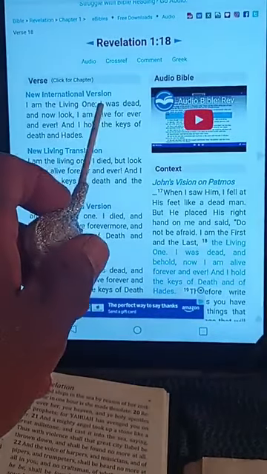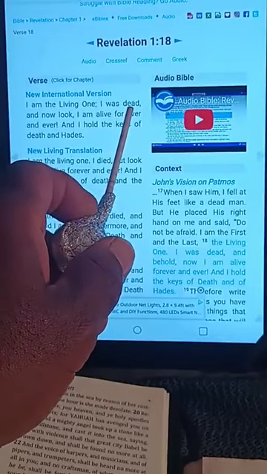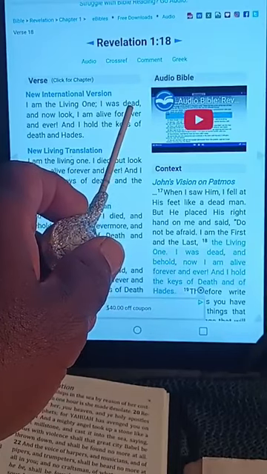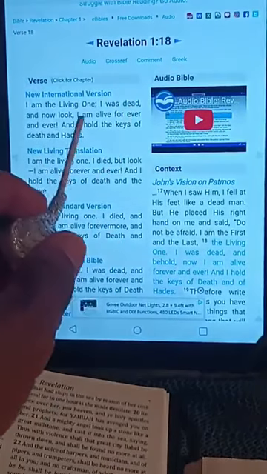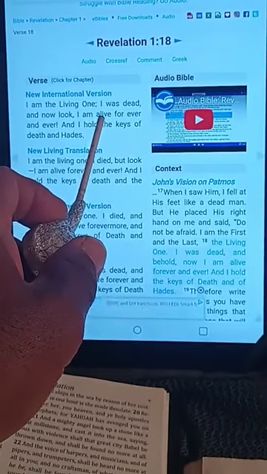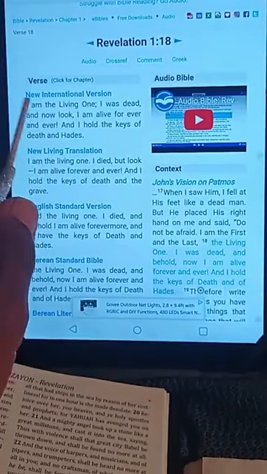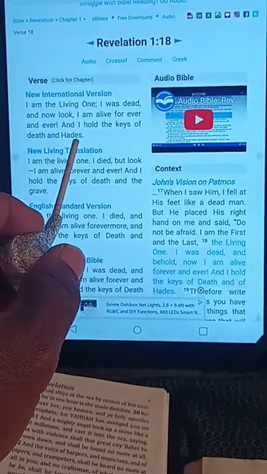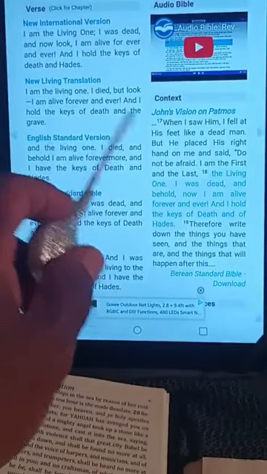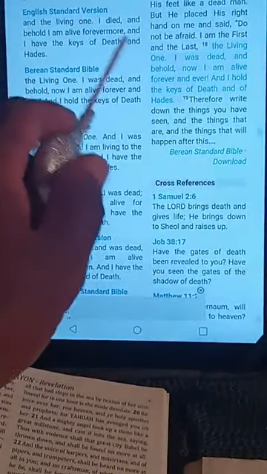I am the living one. I was in hell defeating the demon who created earth, but my human body was dead. But me, the immortal soul, was in hell. And now look, I am alive, standing on earth again, as an immortal, forever and ever. And I hold the keys to death, and this stupid Bible put Hades. This Bible says, I hold the keys of death and the grave. This Bible says, I have the keys to death and Hades.